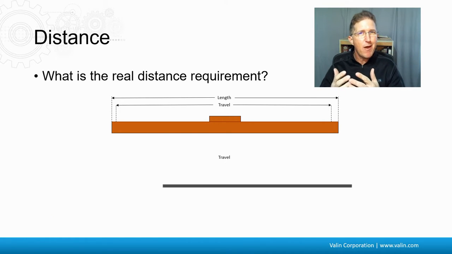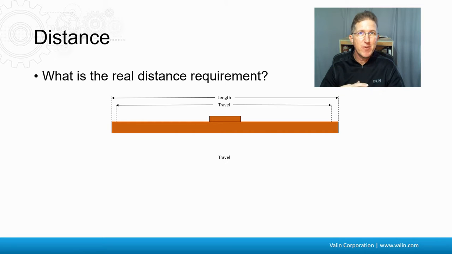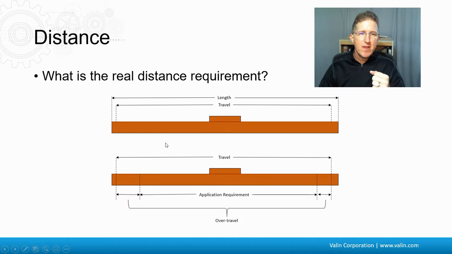Well, depending upon your stages or your actuators, these numbers can be a little bit different. For example, some actuators, we have to define a safety margin or an over travel margin. So that 1 meter of application requirement might be here in the middle, and there might be, let's say, 100 millimeters on each end. That means now we're looking at 1.2 meters of travel. Now the overall actuator is, I don't know, closer to 1.4 meters.